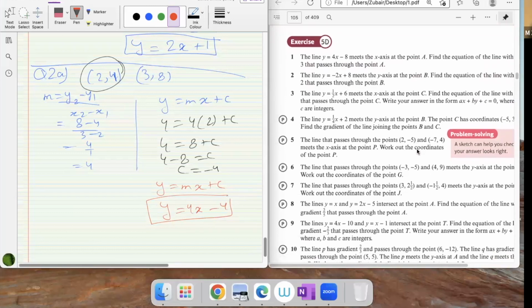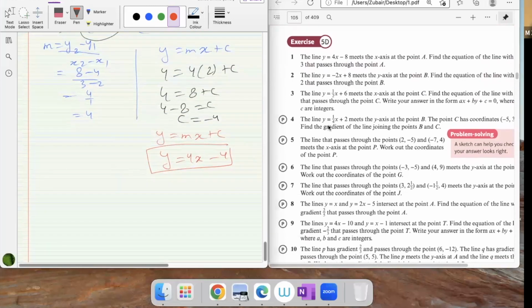Exercise 5D. Question 1. This is a quick revision and the main task is areas. Just a second.